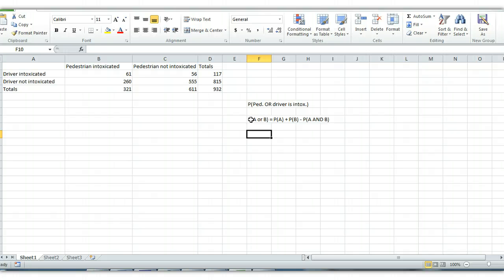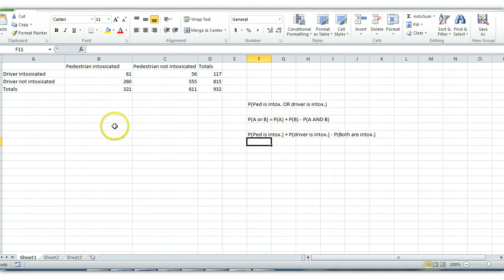Pedestrian is the first one, that's like the A. The probability the pedestrian is intoxicated, plus the probability a driver is intoxicated, minus the probability that both are intoxicated. The pedestrian is intoxicated, the driver is intoxicated, minus they're both intoxicated.